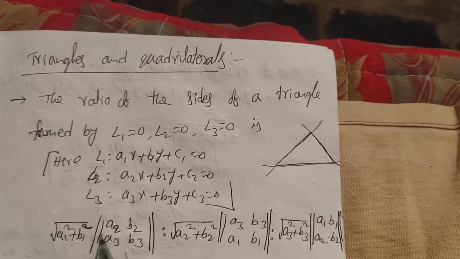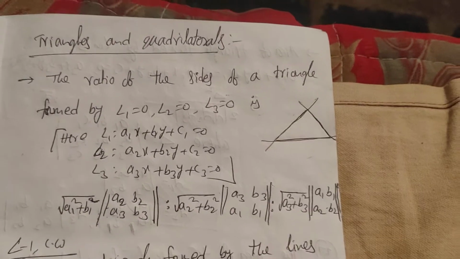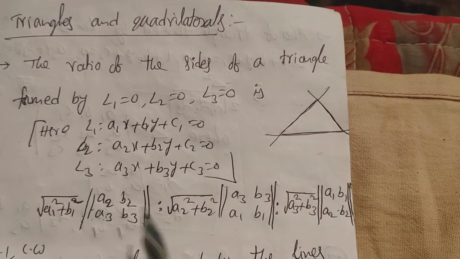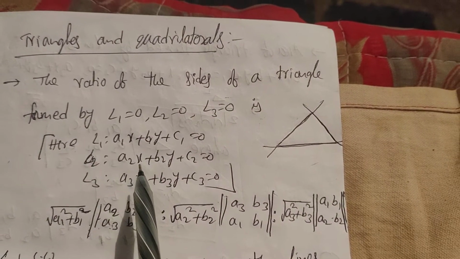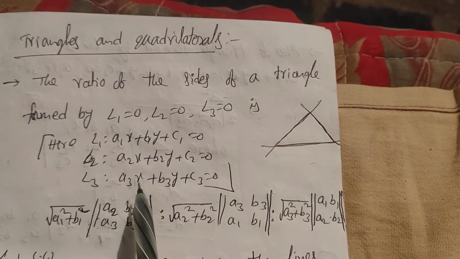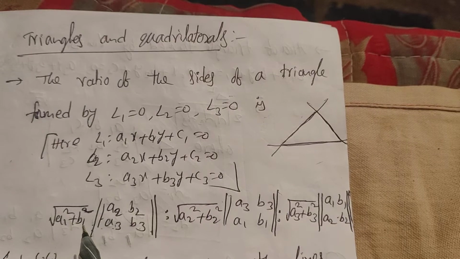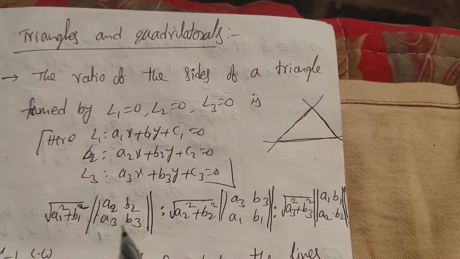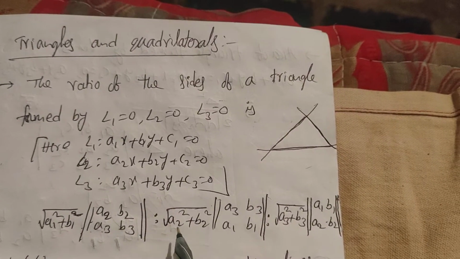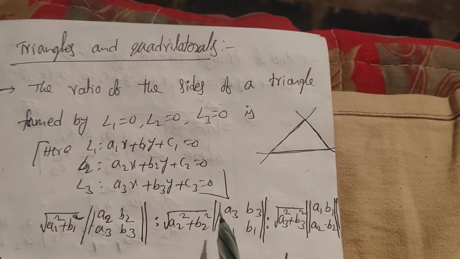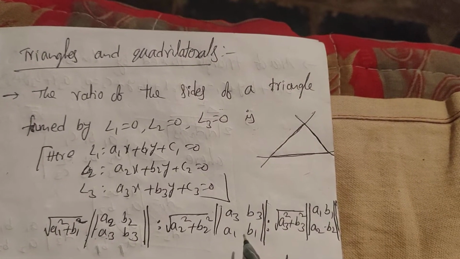Determinant means a2 b3 minus a3 b2. Just cross multiplication, a 2 by 2 determinant. This a2 b2 is the second line's coefficients of x, y. A3 b3 is the third line's coefficients of x, y. So here, root over a1 square plus b1 square, into the modulus of the determinant of a2 b2 a3 b3, is to the same for the second line: root over a2 square plus b2 square, into the modulus of the determinant of a3 b3 a1 b1. So third line, first line.